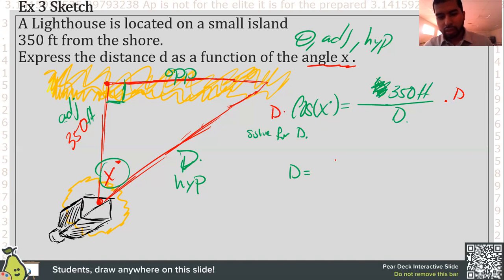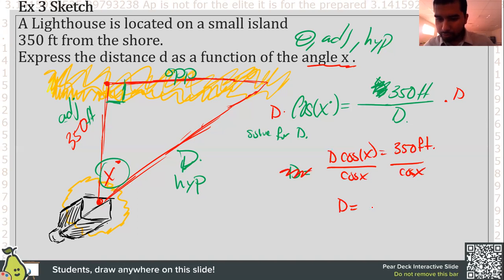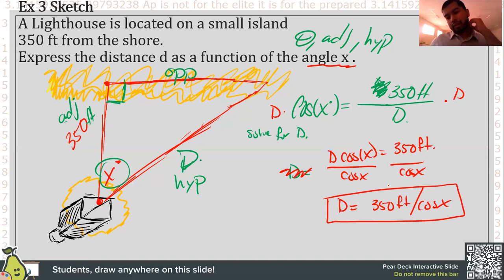So now I have d cosine x is equal to 350 feet. From here, all I have to do is get rid of cosine x, divided by cosine x. d is equal to 350 feet divided by cosine x. Awesome. Okay. Now this is going to be useful in the sense of being able to calculate the distance at the given time.